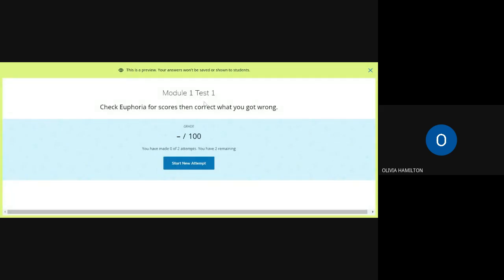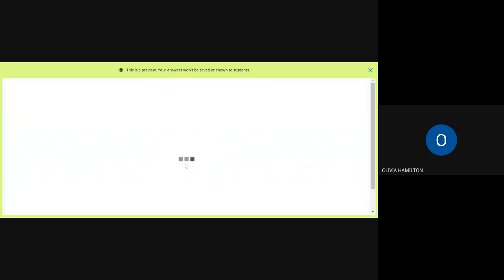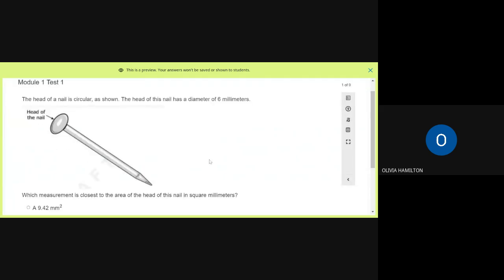So it should say Module 1, Test 1. Check out Eduphoria for scores, then correct what you got wrong. I tried to check Eduphoria on two different students' computers. It does not let you see your previous test for whatever reason. I don't know. So you'll basically be starting a whole new attempt. So let's start it off.